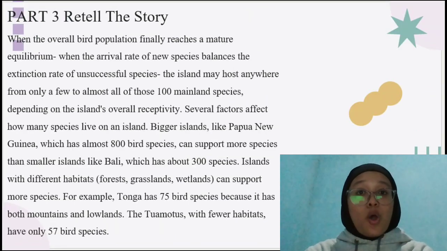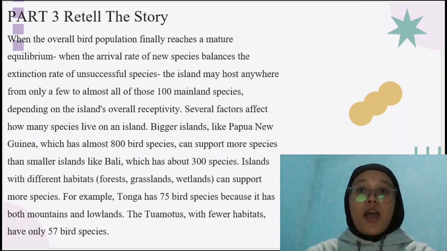When the overall bird population finally reaches a mature equilibrium, when the arrival rate of new species balances the extinction rate of unsuccessful species, the island may host anywhere from only a few to almost all of the 100 mainland species, depending on the island's overall receptivity. Several factors affect how many species live on an island.